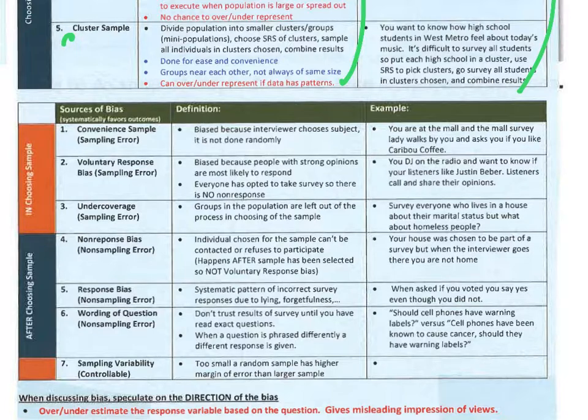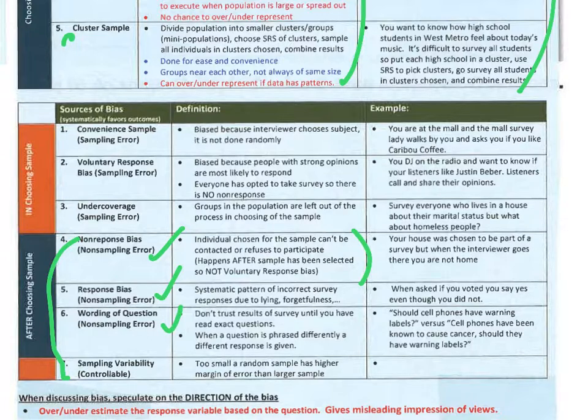Now there's actually going to be bias or error after you take the sample. So those types that we would encounter are going to be listed here. What you want to keep in mind, non-response bias is a non-sampling error. This happens after the fact, and here's some of the examples for it. The response bias is, again, a non-sampling error. It's just how the people respond. The wording of the question, was it set up good or not? So those could really cause some issues.